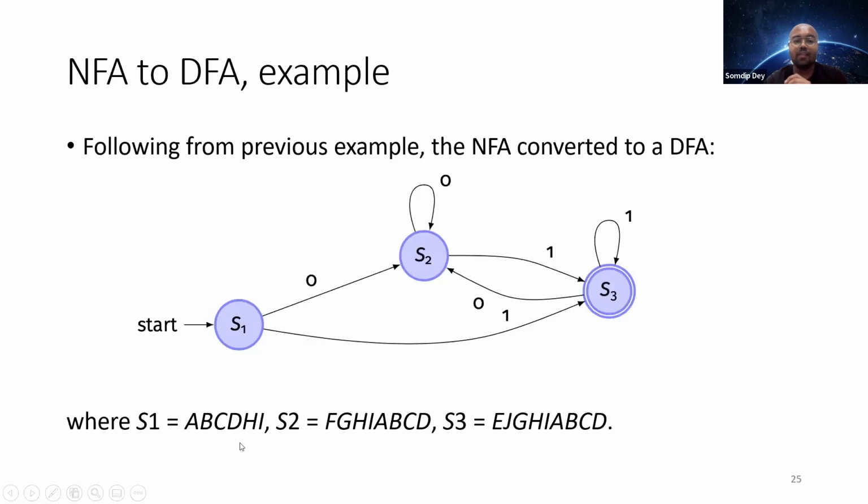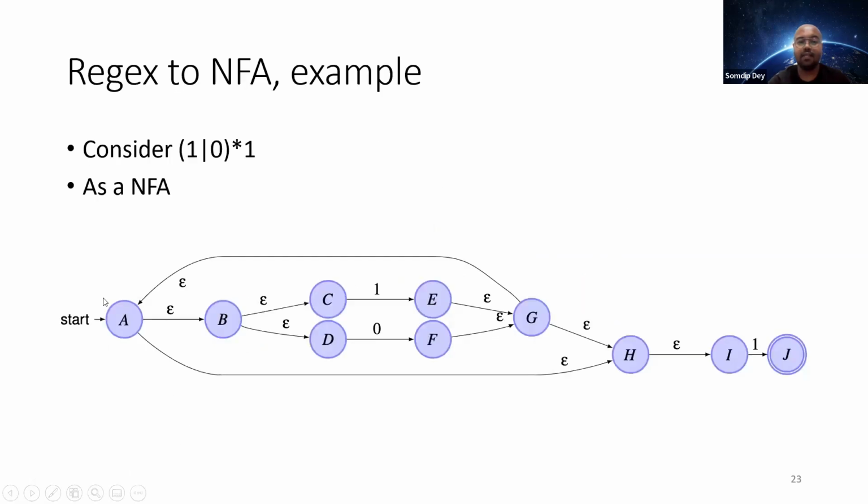And the way we do that, you can see we have created a state S1 where we are actually consolidating the states A, B, C, D, H, I of the NFA. So A, B, C, D, H, I here are this one, A, B, C, D, H, and I. So we are consolidating all these states together into one state in the DFA.